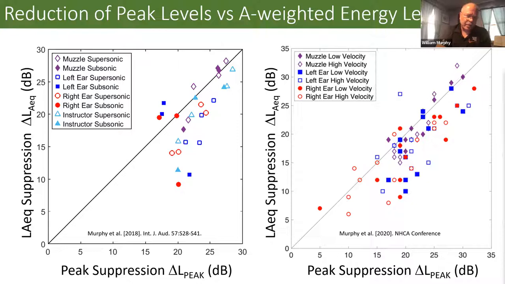And one of the points that I would make is that I think most of the manufacturers are expressing their performance of their device based upon the peak suppression, the reduction in the peak level of the rifle. But the peak level is not really the best, as we'll see in a moment when Greg gets to it. It's not necessarily the best way to characterize the performance of a suppressor. Perhaps something like the change in the A-weighted energy is a better choice. Next slide.